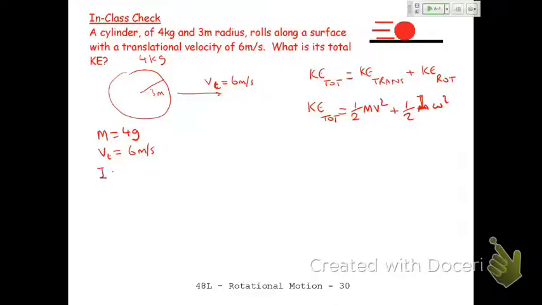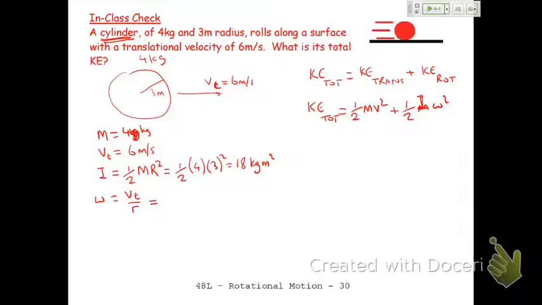What is my I? I don't know it, but I do know that, because this is a solid cylinder, it is equal to 1/2 mr squared, which equals 1/2 times 4 times 3 squared, which equals 18 kilogram meters squared. And what is my omega? I don't know, but I know my angular omega equals Vt over R. Got the K in kilograms for the mass. Yeah, thank you.